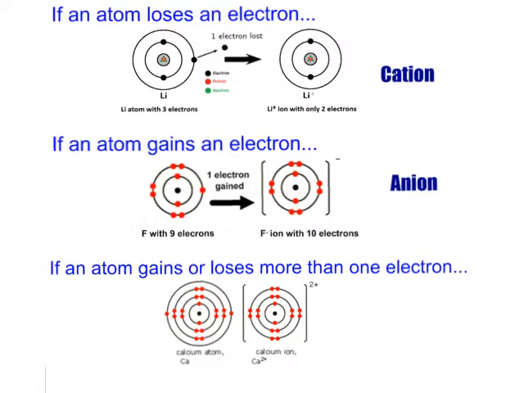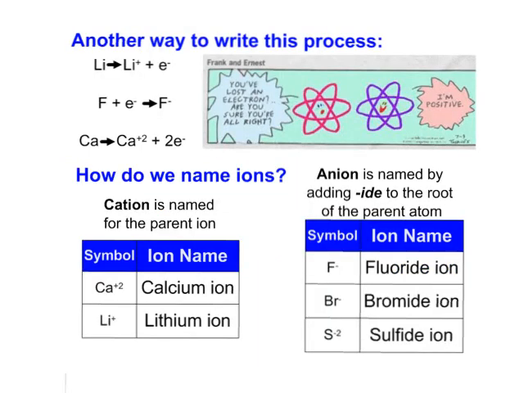Here we have fluorine with 9 electrons, and if fluorine gains an electron, fluorine ends up with 10 electrons. It's no longer fluorine, it's an ion. It's fluoride ion, F with a little minus sign superscripted after it. So we can also have atoms that gain or lose more than 1 electron. Here is a calcium atom, and when calcium becomes an ion, it likes to lose 2 electrons. So it ends up being a 2+, or you could write it +2. Either way, you'll see it both ways. So that's how that ion looks.